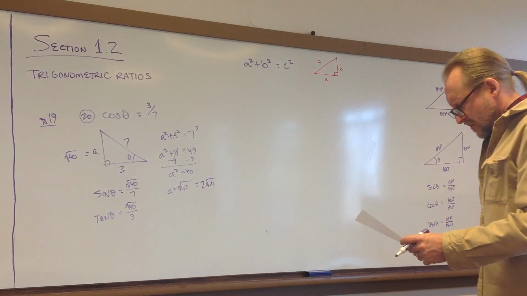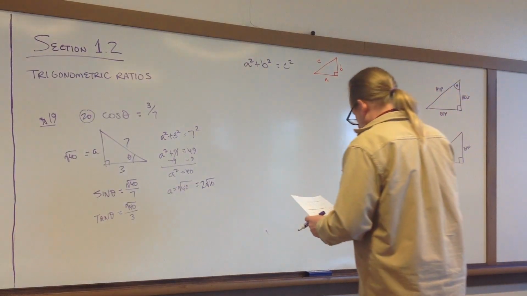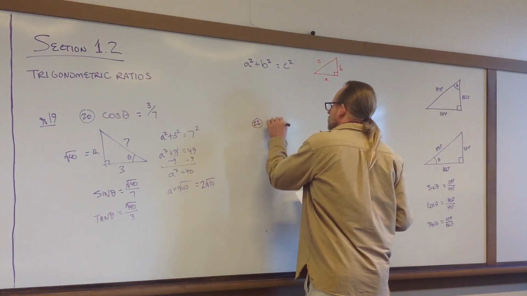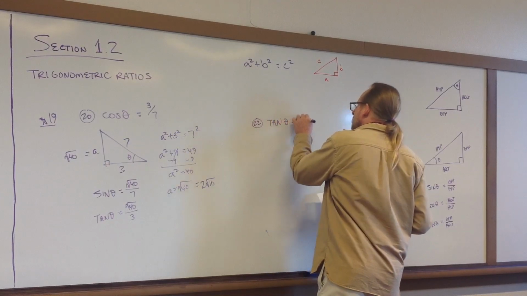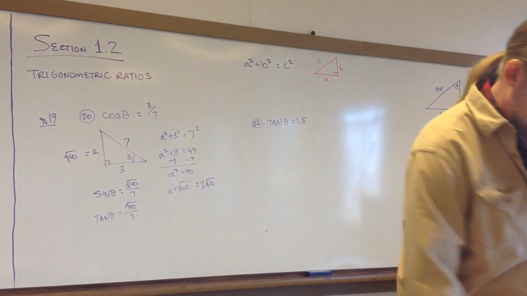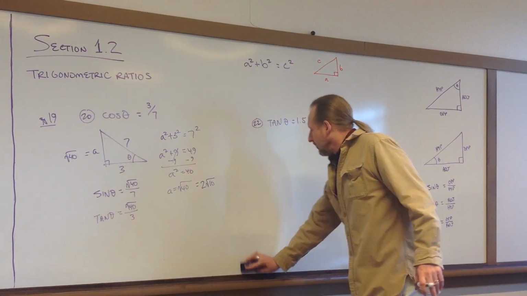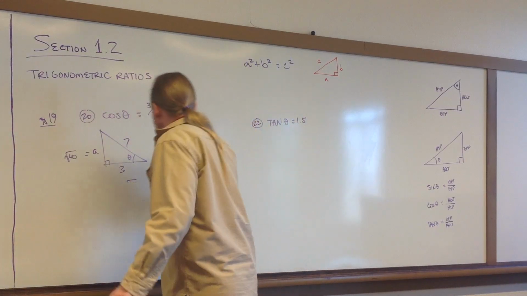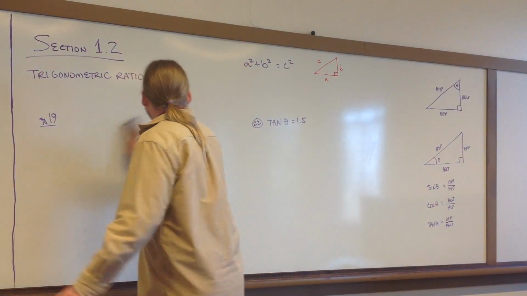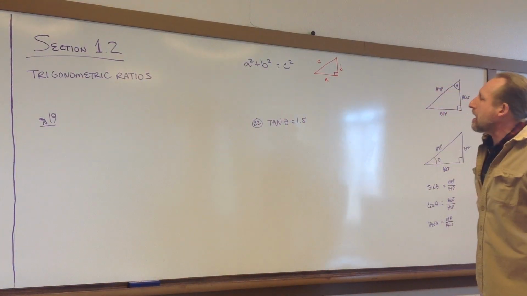Problem 22. It's kind of interesting. Here we've got the tangent of theta given to us as 1.5. Okay. Well, since this is the last one, let me take some time and go through a couple different ways of doing this problem, which will hopefully give us some insight into something else that's going on in this section as well. All right.